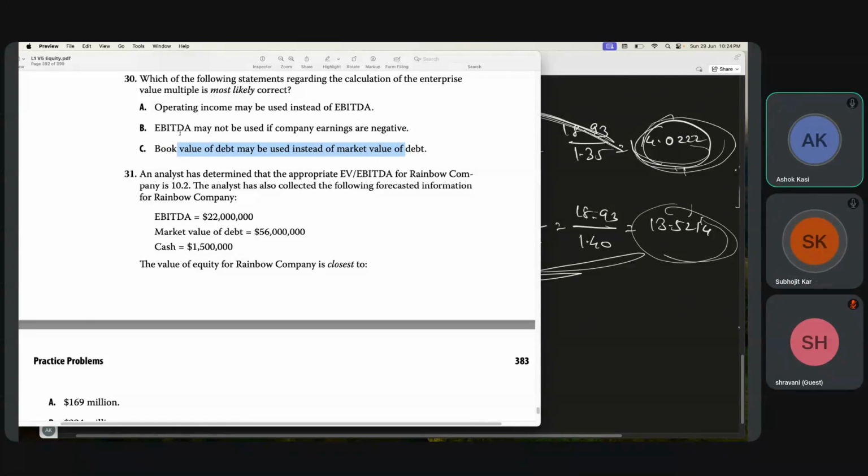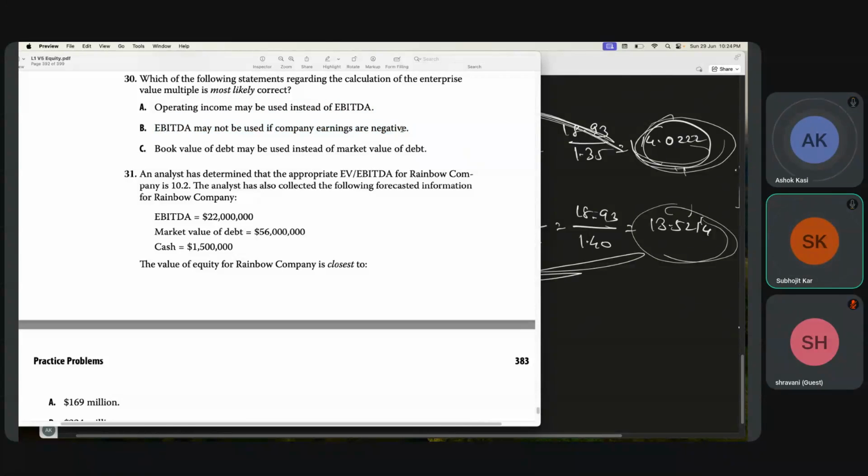Okay, now EBIT, operating income may be used instead of EBITDA. Again, the most accurate one is EBITDA may not be used if the company earnings are negative. If it is negative, you cannot use EBITDA. So it should be B.